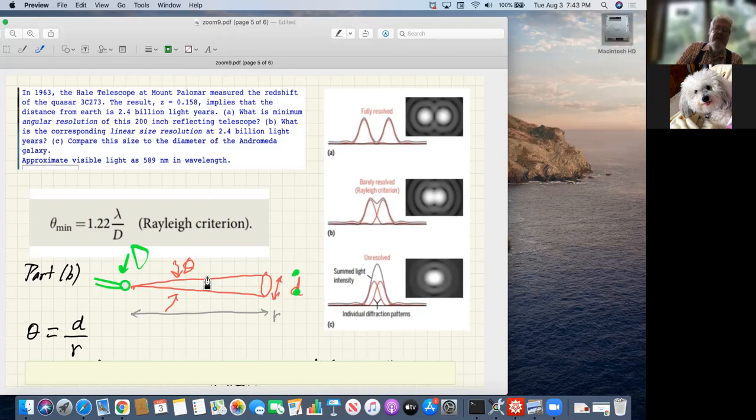If the angle is anything smaller than that, it would look like this. I couldn't tell that there were actually two points there. If the angle were larger than that, then I'd get this and I could tell there were two sources there. But the in-between case, the critical case, is where the angle is 1.22 lambda over D, where D is the opening of the place where diffraction occurs in front of the telescope.